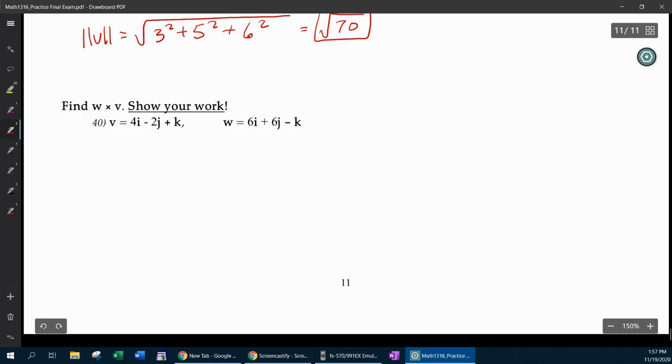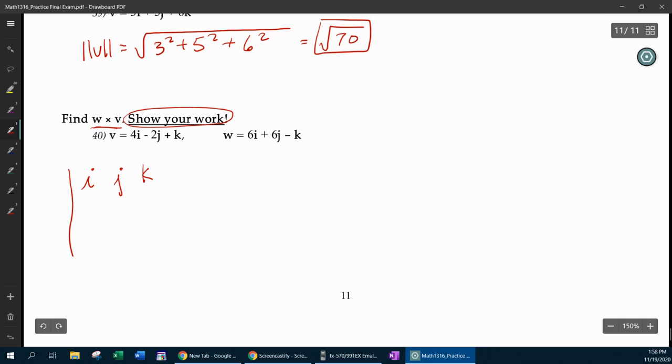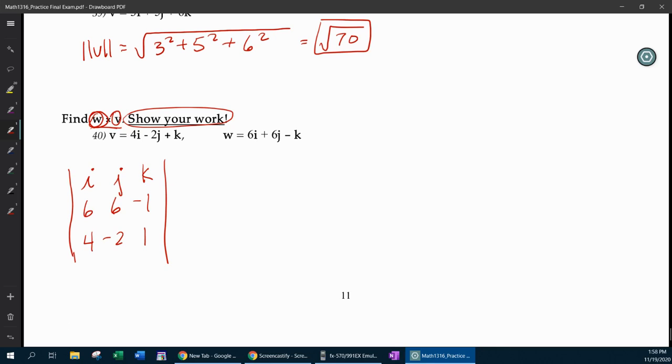And that's done. And the last problem on the practice final exam, they want us to find the cross product. And since it does say show your work, I'm going to use determinants. I, J, and K. So we're going to start with a 3x3 determinant where the first row is I, J, K. The middle row is the first vector mentioned, which is W, 6, 6, -1. Those are the coefficients of I, J, and K. And then we need the coefficients of vector V, 4, -2, and 1. So there's our 3x3 determinant.